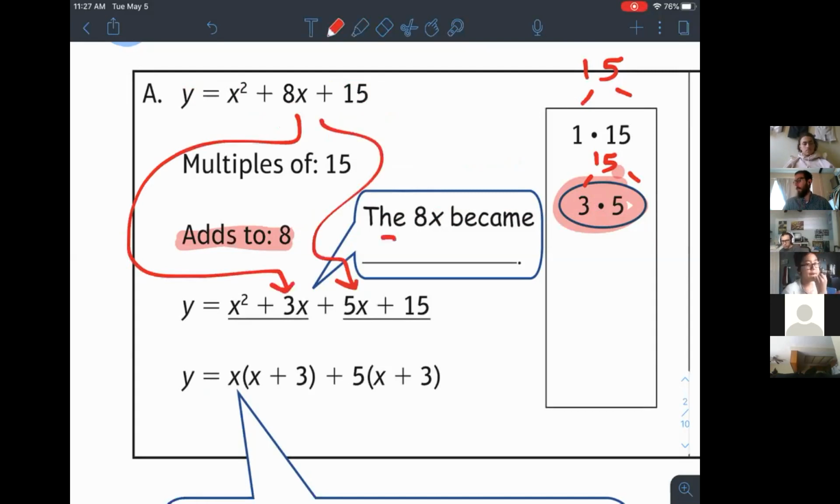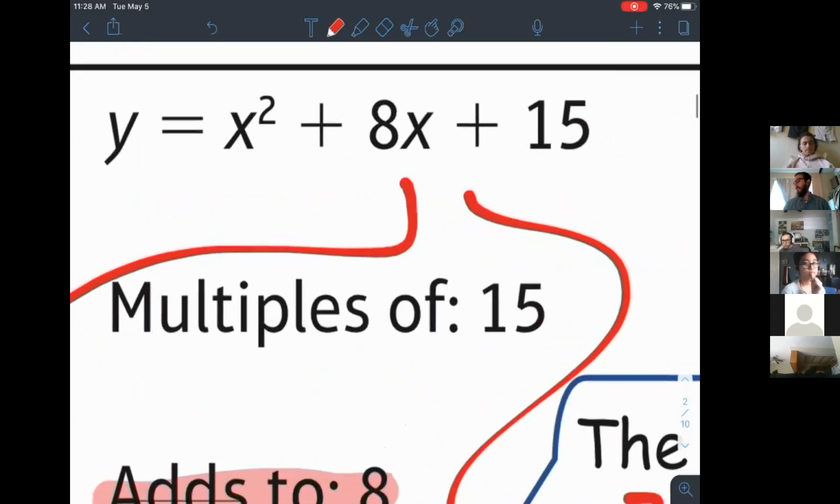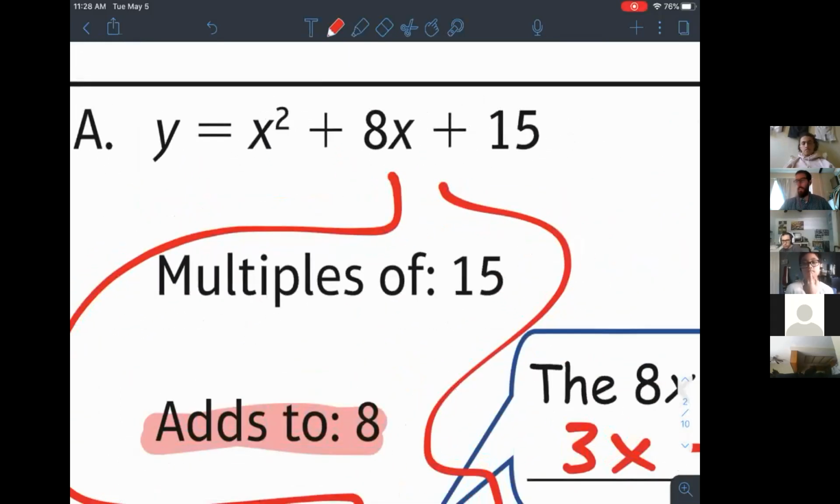The 8x became a 3x plus a 5x. So he took the two term factors that he found and expanded that middle term. Well, what we talked about in previous classes was we can't find a GCF from any of these terms. None of these things have something in common, so we can't factor it out. We can't use a tactic called grouping because we have an uneven and odd number of terms. There's only 3 of them, term 1, term 2, term 3.